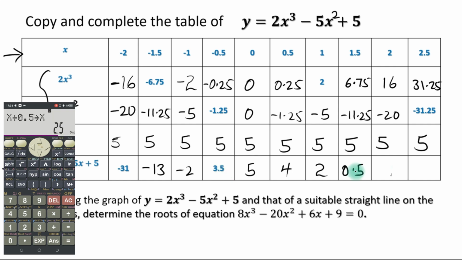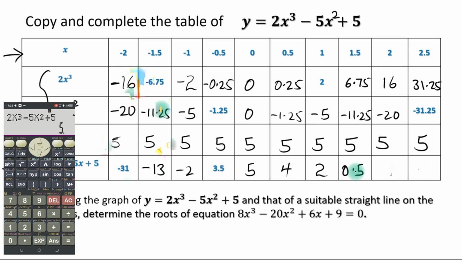And when x is 2.5, y is 5. So we are done with that. The same thing can also be achieved. The minus one can also be achieved by adding these values relatively, so that we get the values of y all the way through. Fine. Now we are through with filling the table.